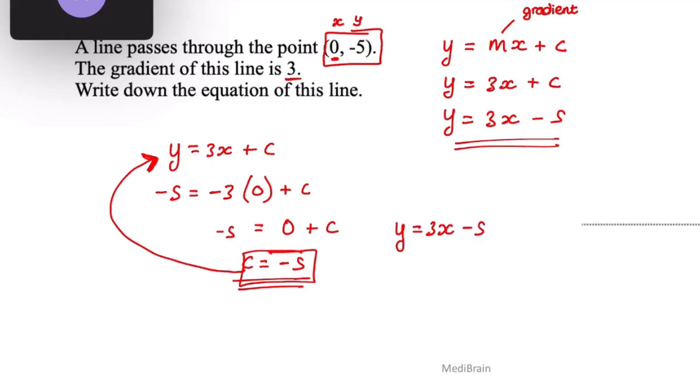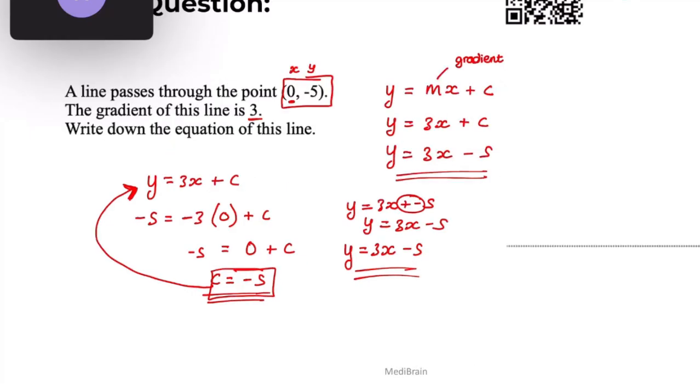Okay, now I saw an answer that said y equals 3x plus -5. When you have a plus and minus together, that just means minus. Okay, so if you had y equals 3x plus -5, plus and minus together will just mean minus. Y equals 3x minus 5. Okay, so either way, the answer is y equals 3x minus 5.